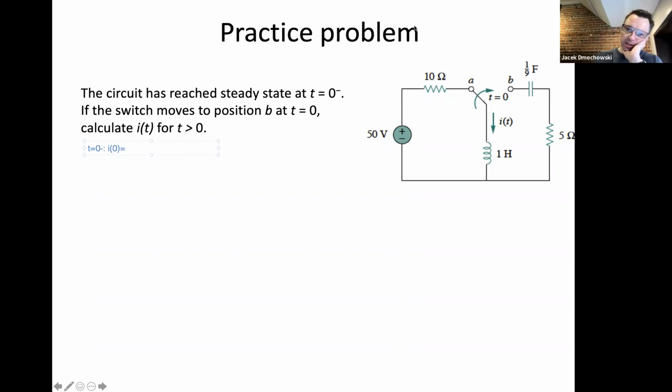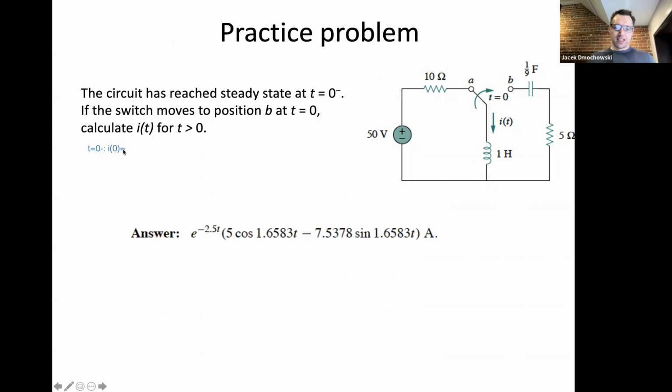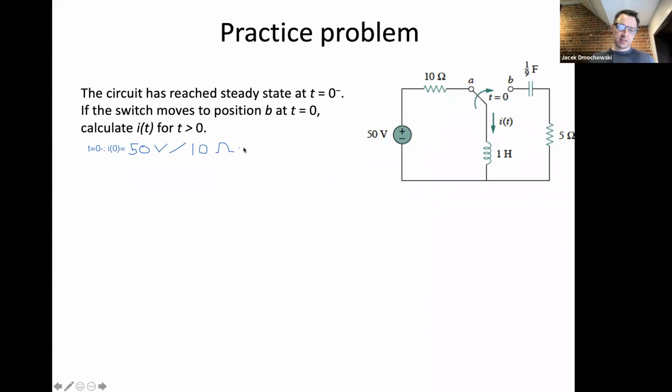Excellent. Thank you, Christian. Yes, it's 5 amps. So it's 50 volts over 10 ohms is equal to 5 amps.